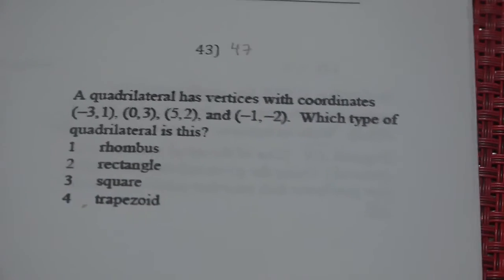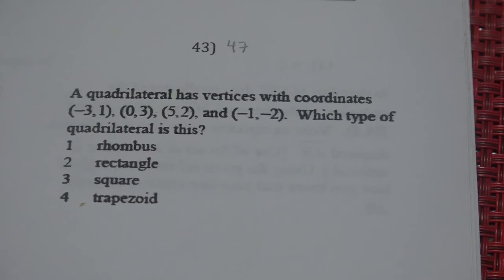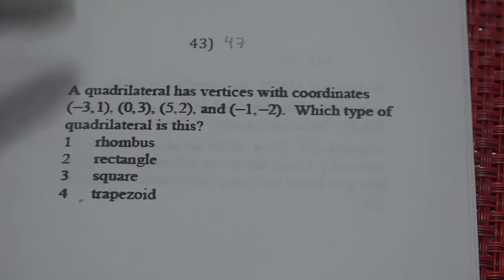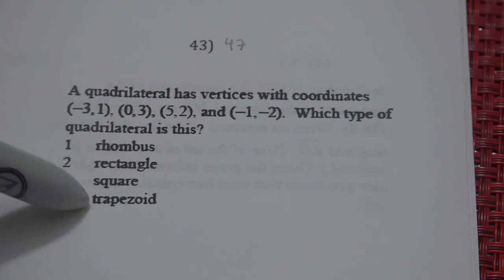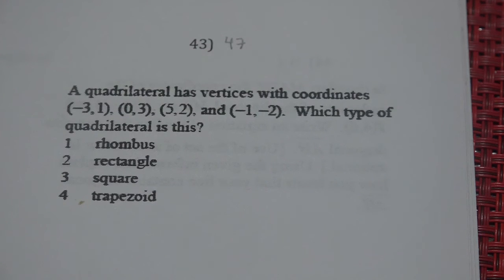Okay, let's move on to the next problem. A quadrilateral has vertices with the given coordinates. Which type of quadrilateral is this? The choices are rhombus, rectangle, square, or trapezoid. Well, you have to understand something.